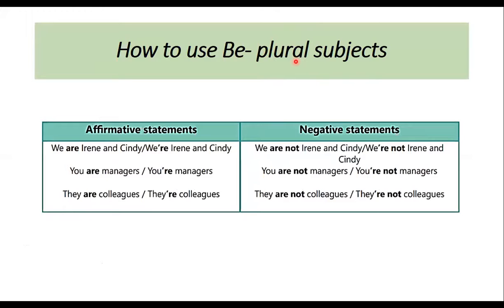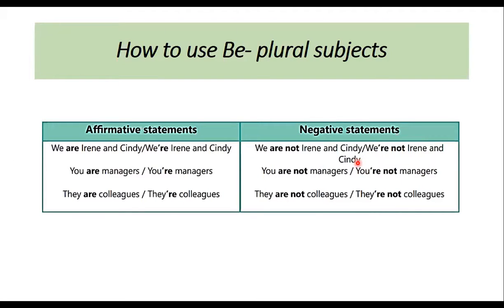So how can I make a sentence when we have we, for example, we are Irene and Cindy, right? Or we can say we are in the class right now. We are in the class. We are students from Inglés Corporativo. You are managers. They are colleagues. In negatives, we are not Irene and Cindy. We're not Irene and Cindy.